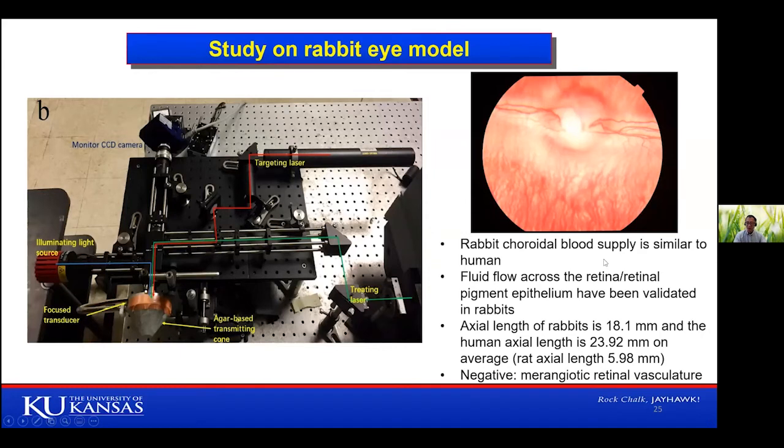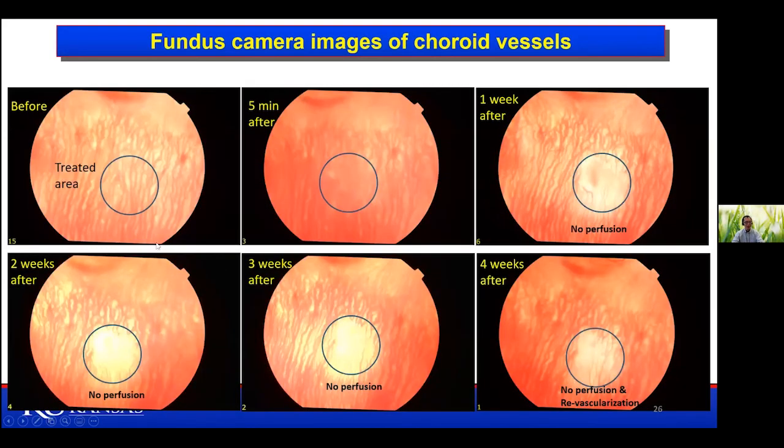On the right-hand side here is the fundus camera picture at the bottom of the rabbit eye. We use a rabbit model here because the rabbit eye is bigger. Think about it, because we are using ultrasound technology, the transducer itself is quite big. It is about 6 centimeters across, and even so, we need bigger eyes. Rabbits happen to have a big eye, so that's why we chose rabbit. And so here are some initial results. We first tried this on some normal rabbits.